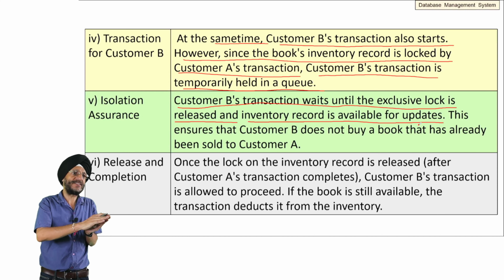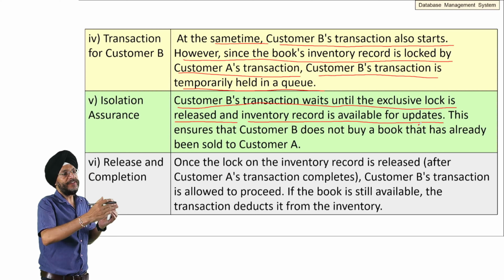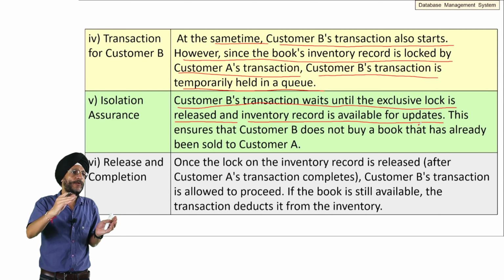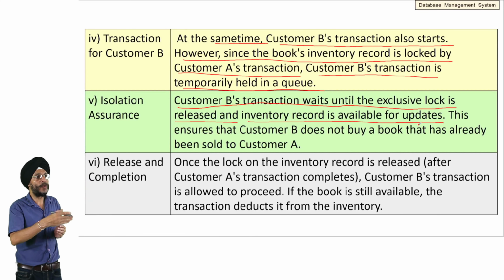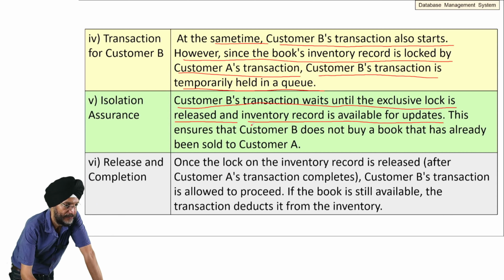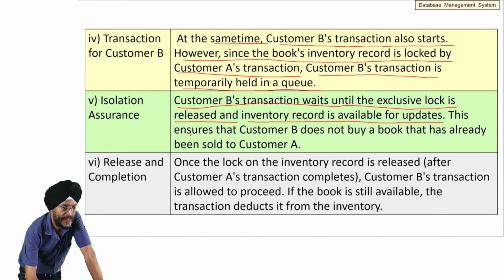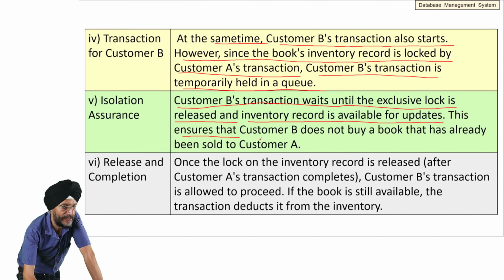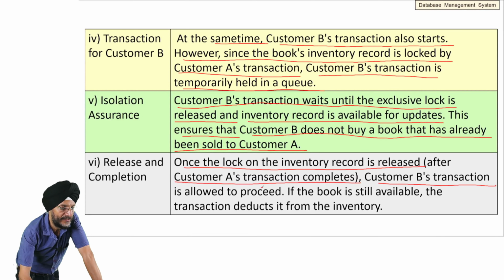When A's transaction completes and the exclusive lock which was put by A's transaction has been removed, only then will B be able to proceed further with his transaction. This locking of the inventory record ensures that customer B does not buy the book that has already been sold to customer A.